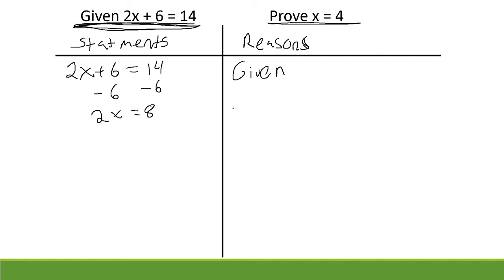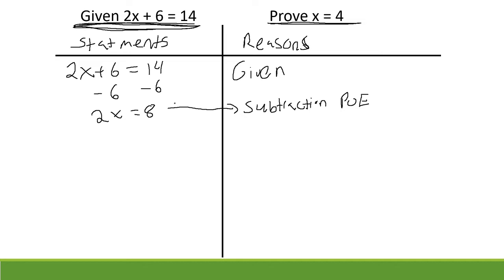Now, what's the reason we can do that? Well, over here, we would put subtraction property of equality. So POE is short for property of equality. So you can put that at the end if you want to. Now, you don't need to draw this arrow. I'm just doing it to help keep everything nice and in line.